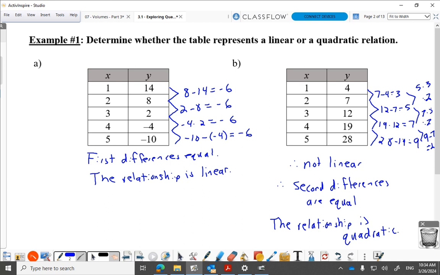Do you need more time? Is it tough to read my little 2's there? 5 minus 3 is 2. 7 minus 5 is 2. 9 minus 7 is 2. Is it okay? Okay. More time?